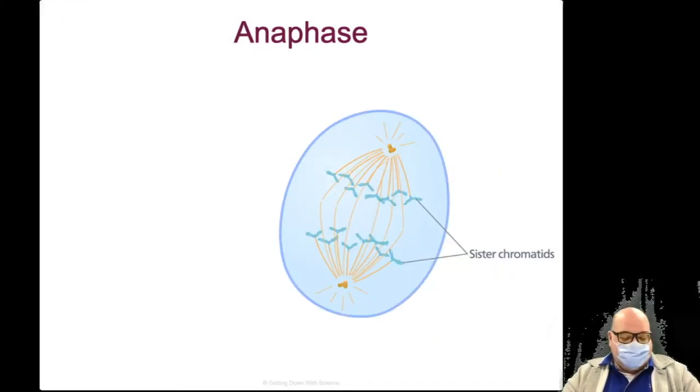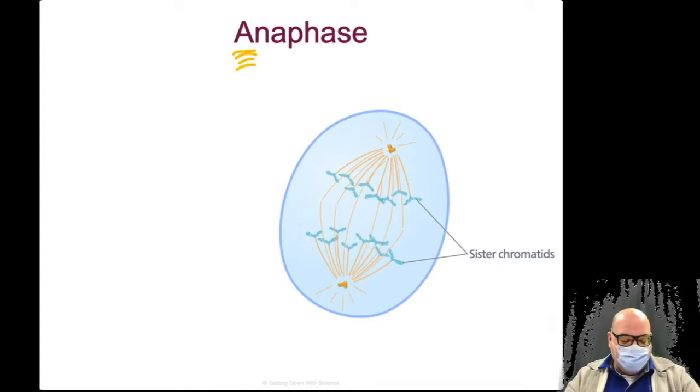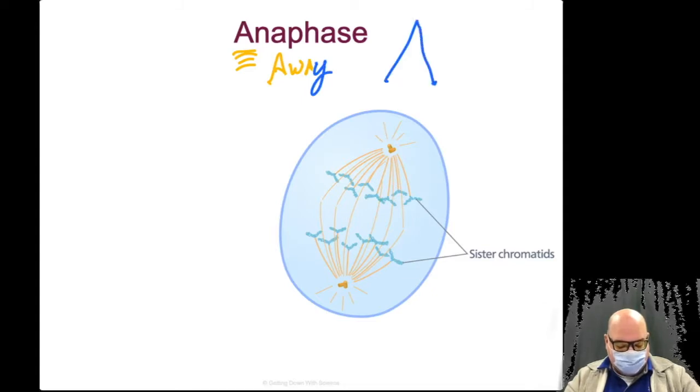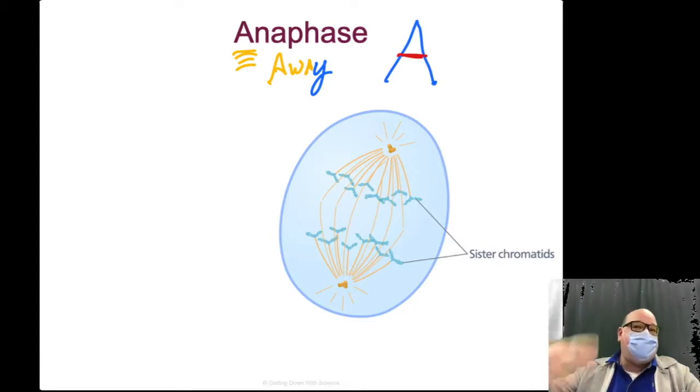Okay, anaphase. My key word for anaphase is chromosomes are moving away from each other. They start bending, and they look like letter A's without the bar, basically halfway drawn letter A's. So A for away, but they also look like letter A's, just missing their crossbars. They start pulling away from each other. That's how I remember anaphase.